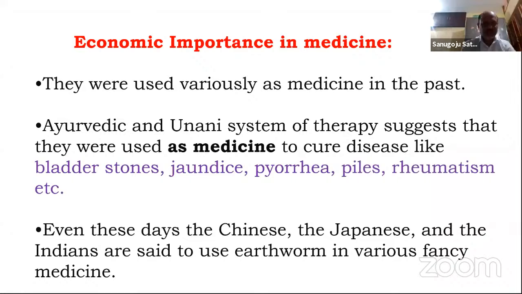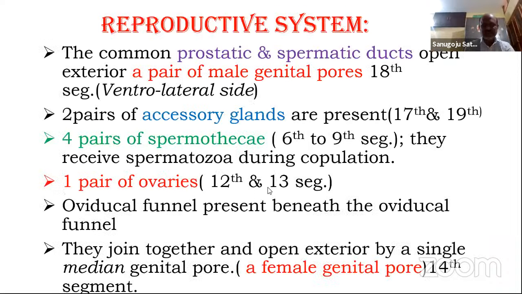Actually, in the female part of the reproductive system, as I have shown here, a pair of ovaries is present in the 13th segment. The oviducal funnel is present, and beneath the oviducal funnel the oviducts join together and open to the exterior by a single median genital pore. That means a single V-shaped structure is seen.